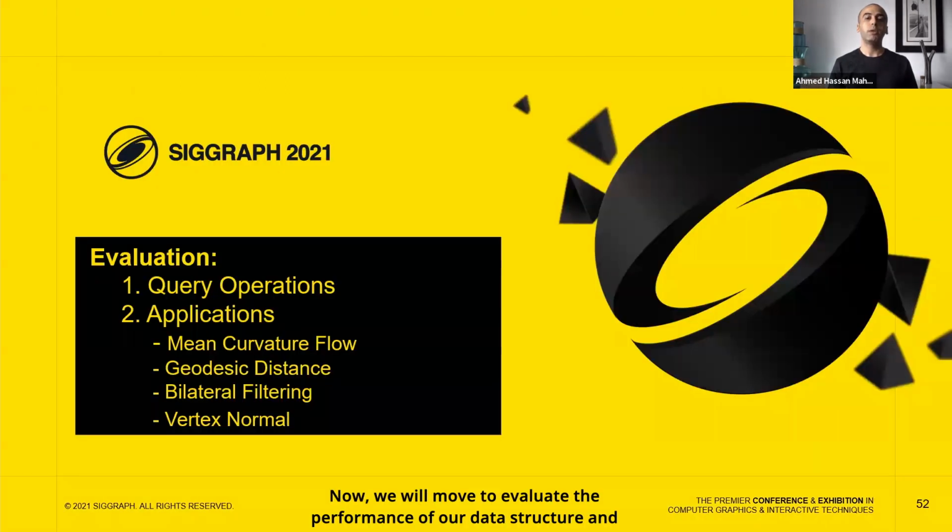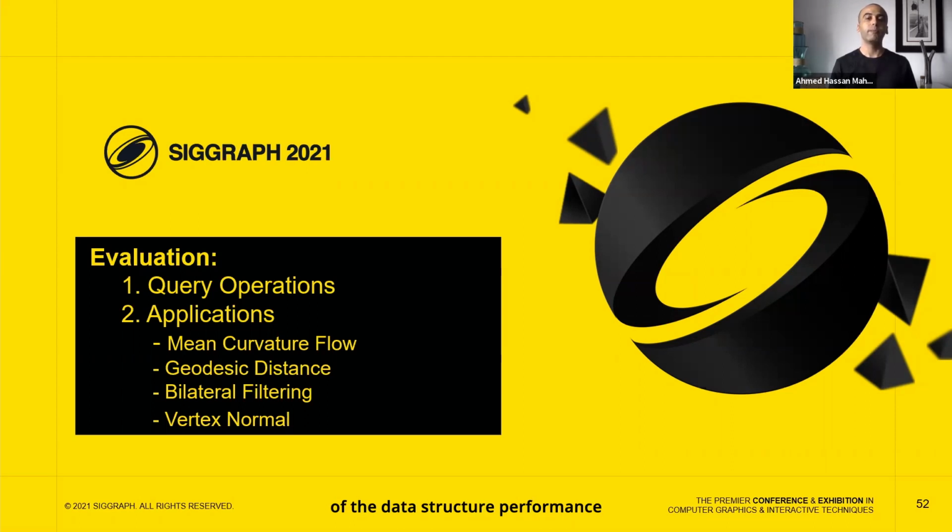Now we will move to evaluate the performance of our data structure and the programming model. In our evaluation, we assess the performance of the data structure first on the low-level query operations that we have listed earlier. And we do this in order to have a fine-grained understanding of the data structure performance. Second, we also assess the performance within a full application, which is what the user cares about at the end.